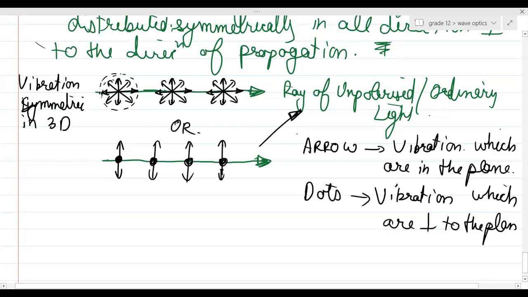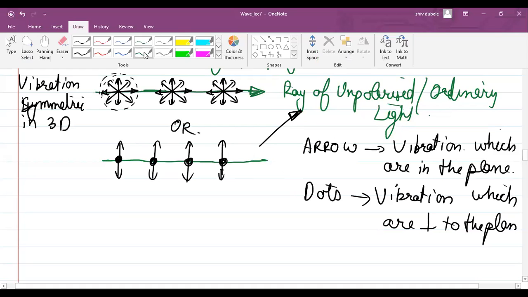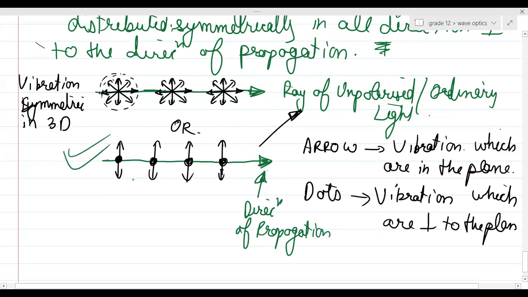And what does this arrow represent? What does the green one represent? Guys, what does the green represent? This arrow represents the direction of propagation. Yes, the direction of propagation. So always remember, whenever you draw ordinary light in the polarization chapter, you will draw it like this. Okay? Is this clear?